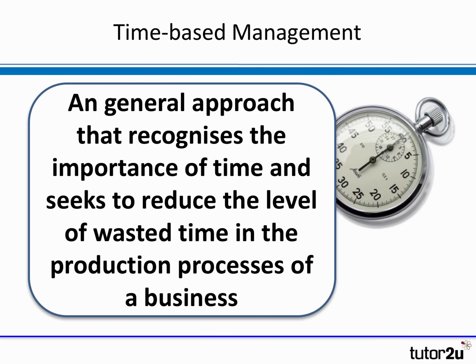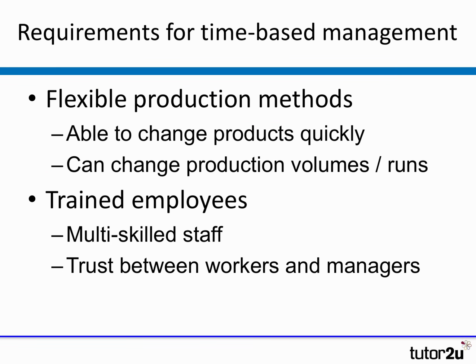Let's just briefly and quickly look at some of the main methods of lean production. As I say, you don't need to know all the detail, but you do need to have an awareness of the different approaches. Time-based management, for example, is an approach to lean production that seeks to look at all the different elements of time used in the operational processes and try to reduce idle or wasted time.